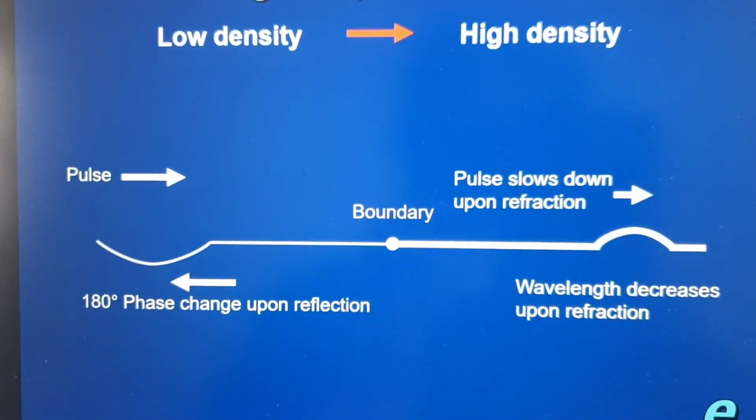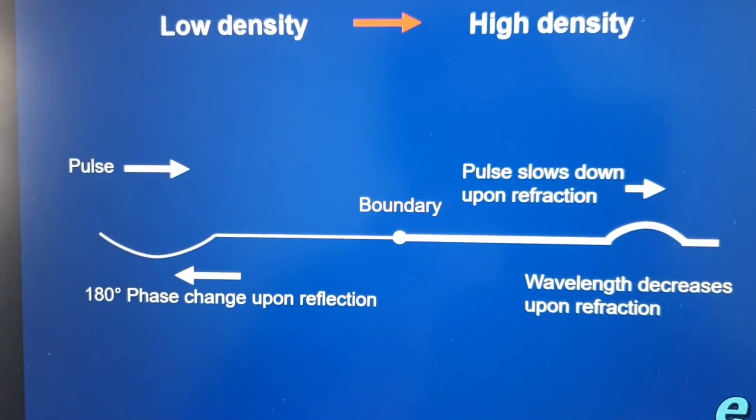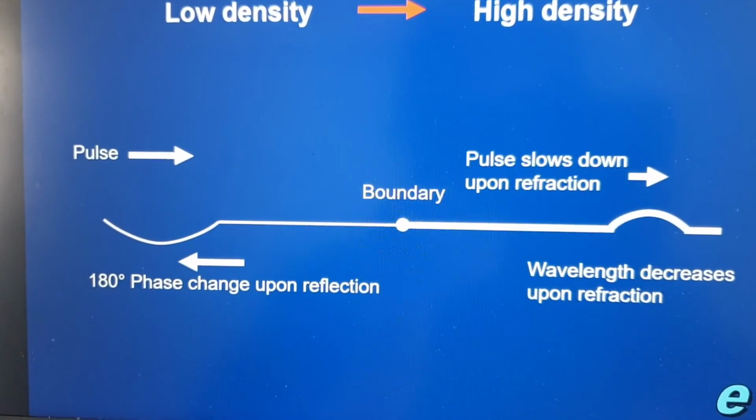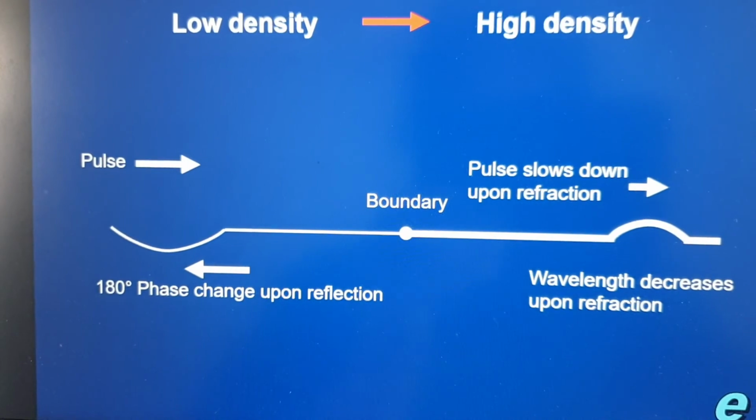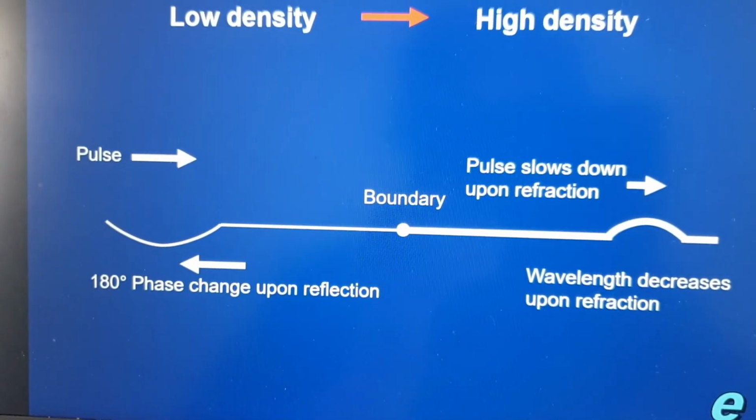So that's to do with wave reflection and wave transmission for one-dimensional pulses. Now, what we're going to be doing next week is what happens when it's like waves on water. So that's called two-dimensional pulses.